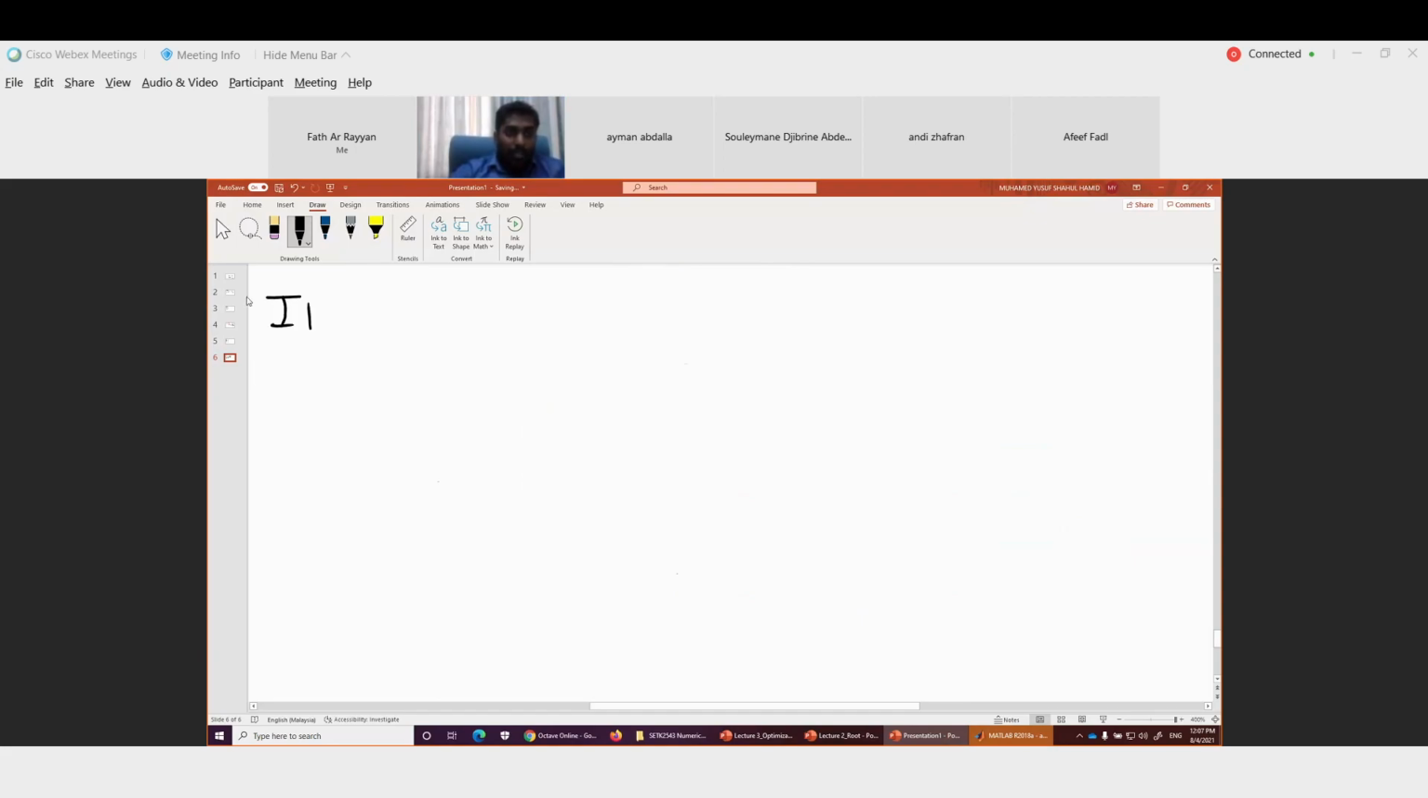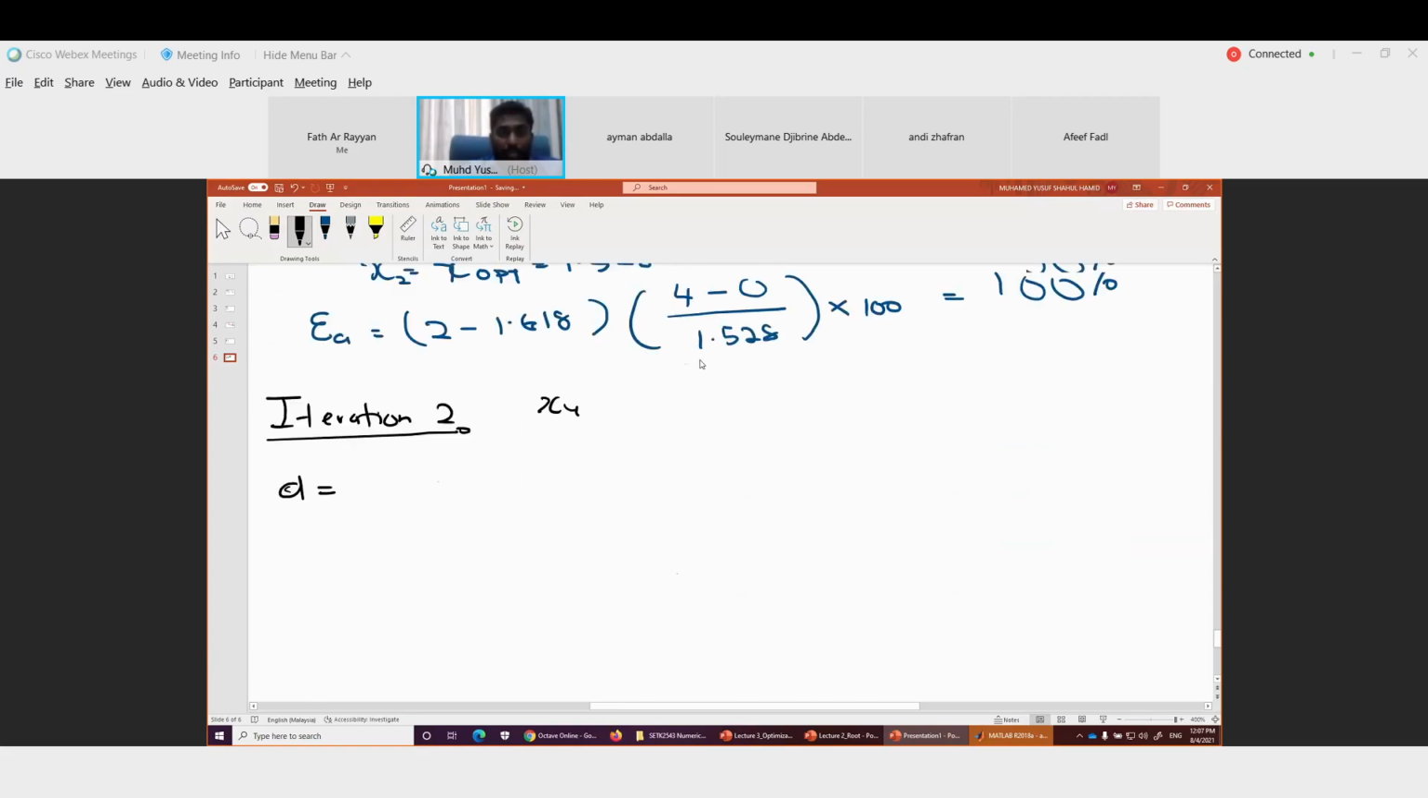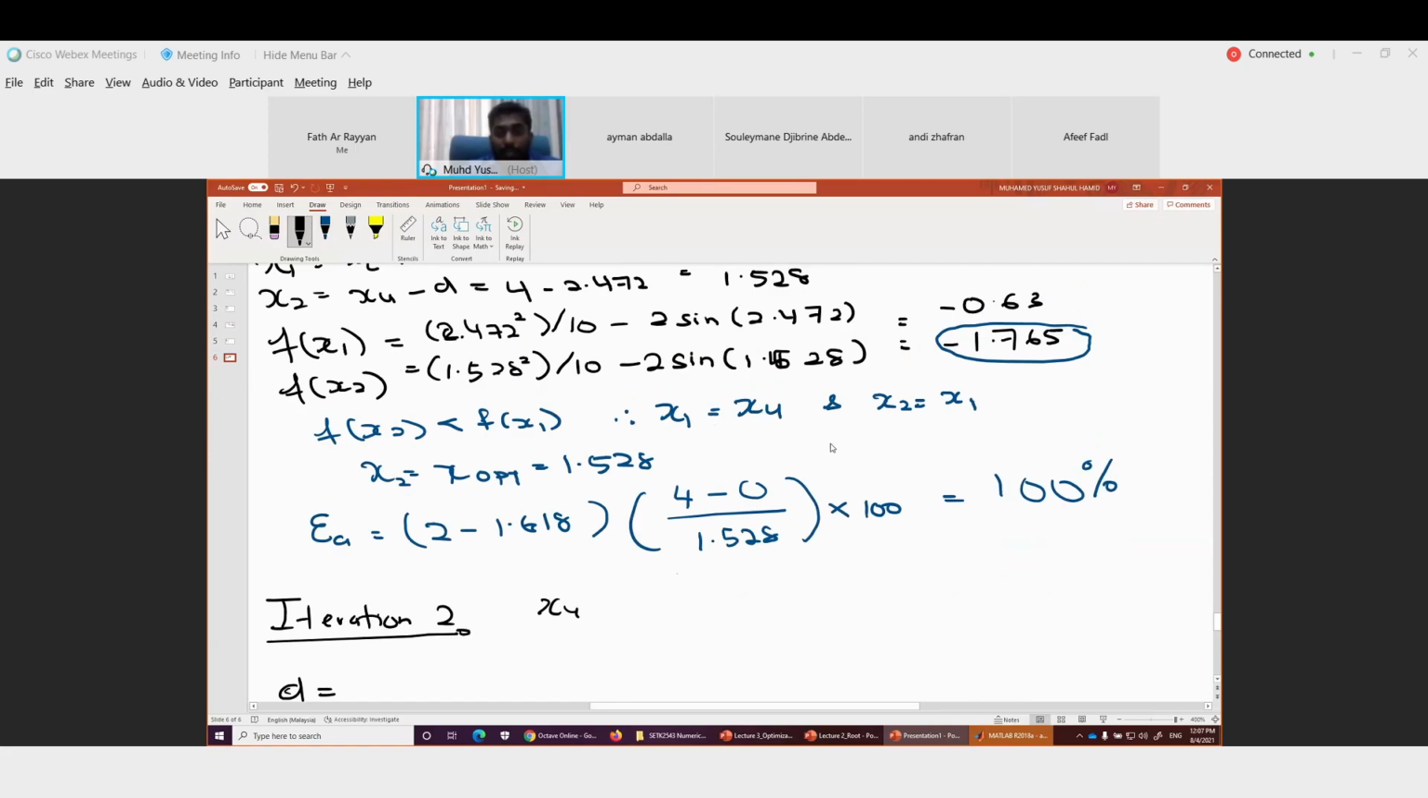The next iteration is iteration 2. For iteration 2, you need to find the new d. For iteration 2, you know that from previously, the x1 now becomes the new xu, and the x2 becomes the new x1. So this 2.472 becomes the new xu. So xu here is equal to 2.472, and your xl is still the same, still going to be 0.